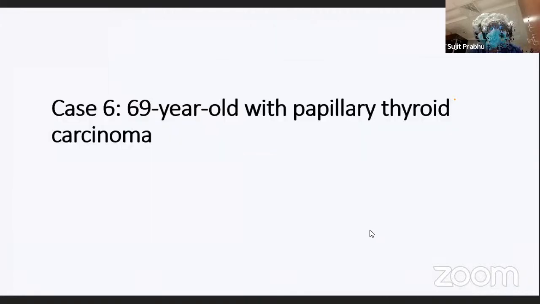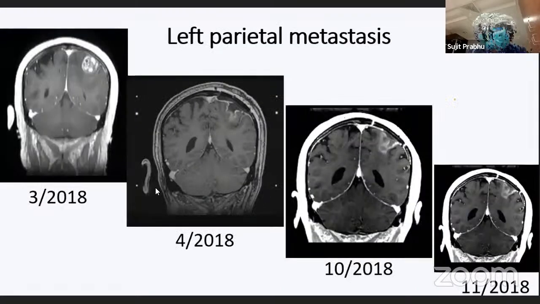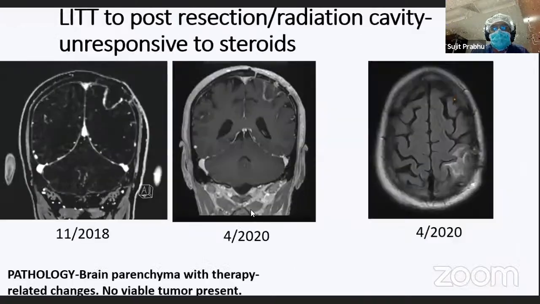So my last case would be a case of a 69-year-old with a papillary thyroid carcinoma. This is a gentleman who came to us in the early part of 2018 with this mass. And I did resect this mass, had a good result, but then it recurred locally. You can see within 6 months after the resection, it recurred locally, it continued to progress. And this is what we treated with laser interstitial thermal therapy.